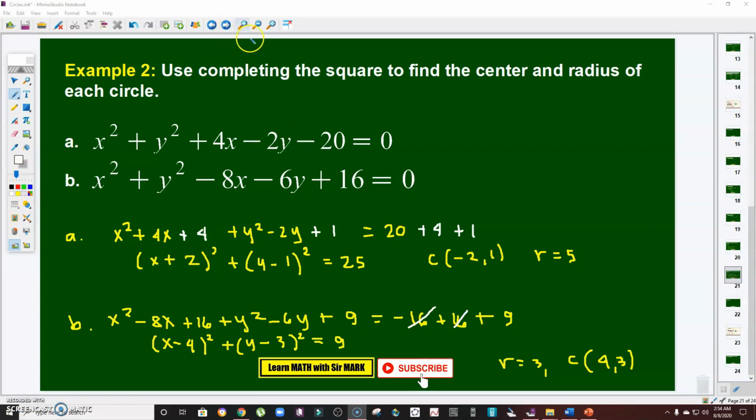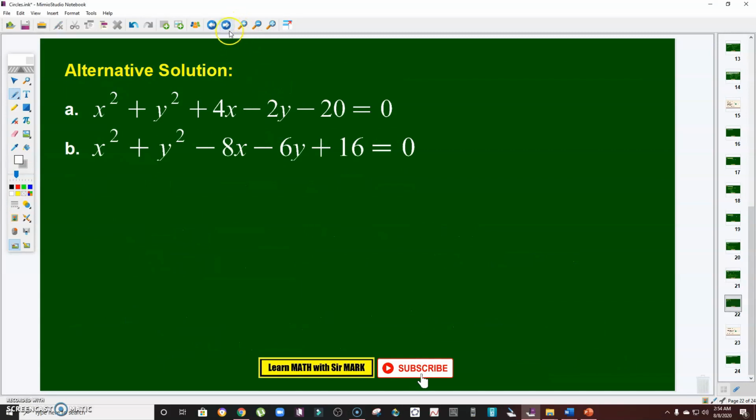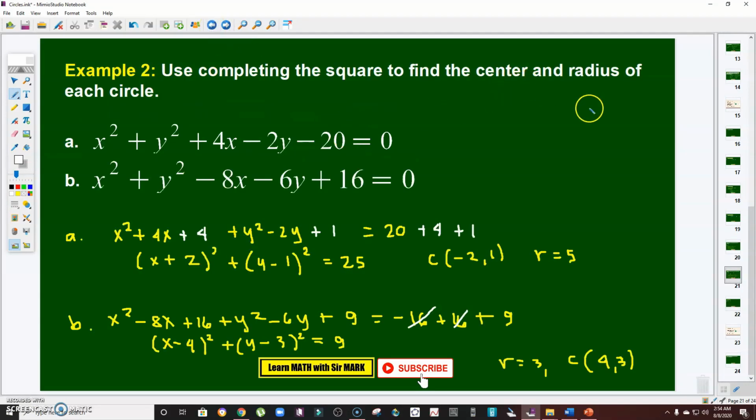Next. Now, actually, there's an alternative solution how to get the center and the radius of the circle when its general equation is given. Again, if given ang general equation, there's an alternative solution how to get the center and the radius without performing the procedure involving completing the square. So this is the usual procedure, pero syempre, may shortcut yan. I'll show you how to do it.